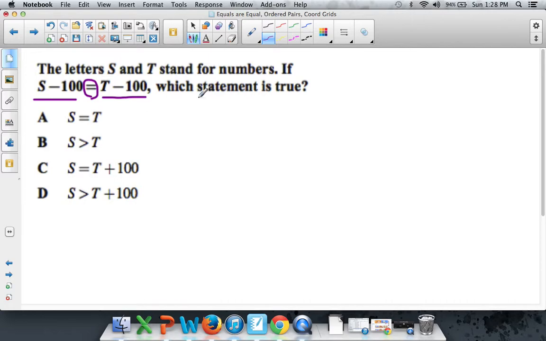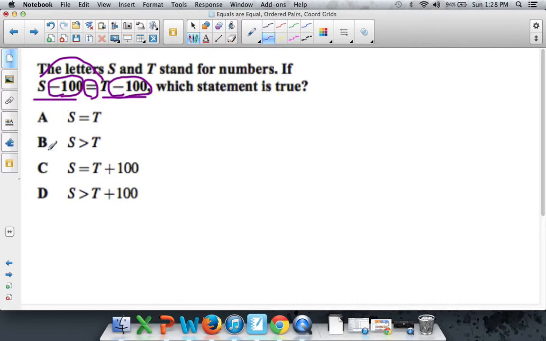This is only crazy to think about if you don't understand what equal means. And equal means the same. They have to be the same. So, if you've got minus 100 right here, and minus 100 right here, the only thing you need for both sides to be the same is for S to be the same as T, because they're both being subtracted by 100 in the same way, so they both have to start the same way too.